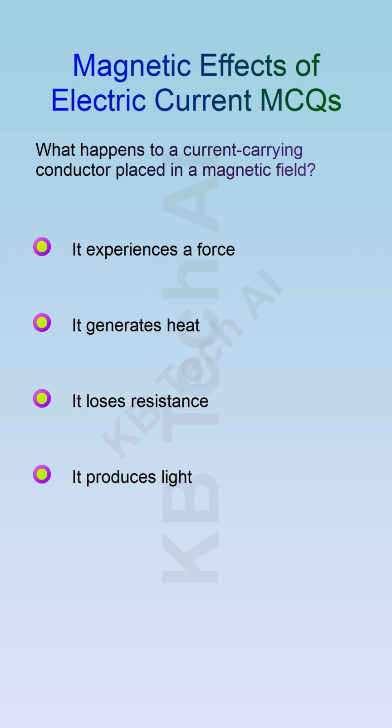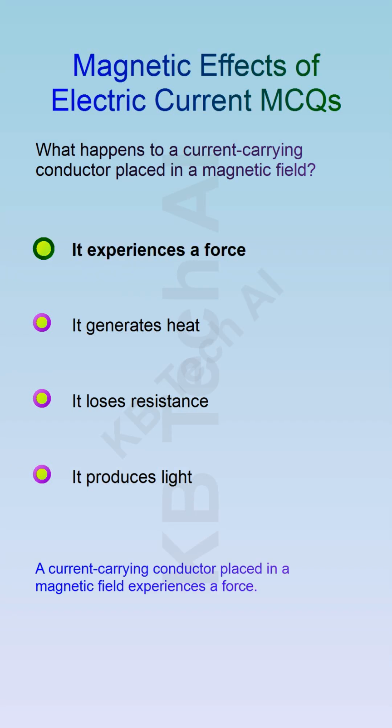What happens to a current-carrying conductor placed in a magnetic field? Option 1, it experiences a force. Option 2, it generates heat. Option 3, it loses resistance. Option 4, it produces light. The answer is, option 1, it experiences a force.